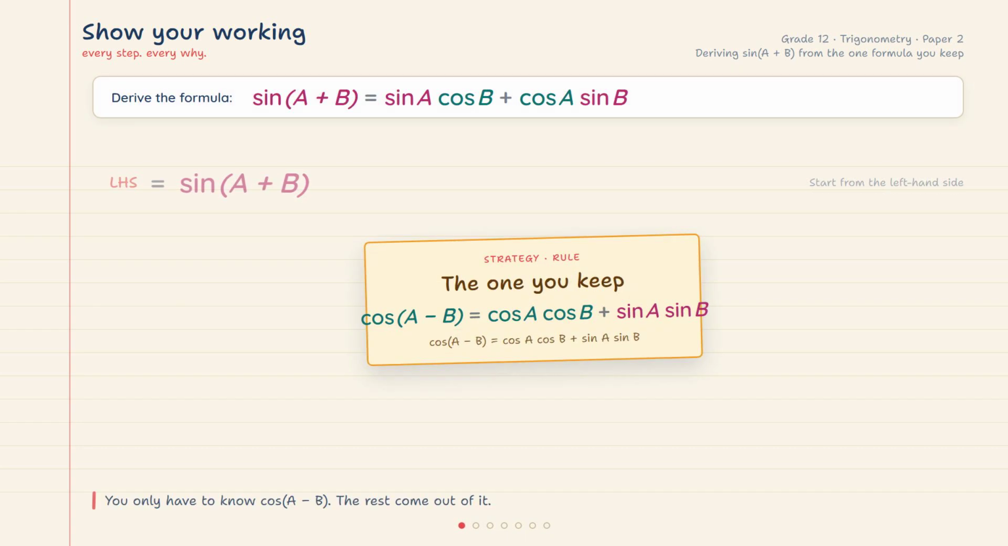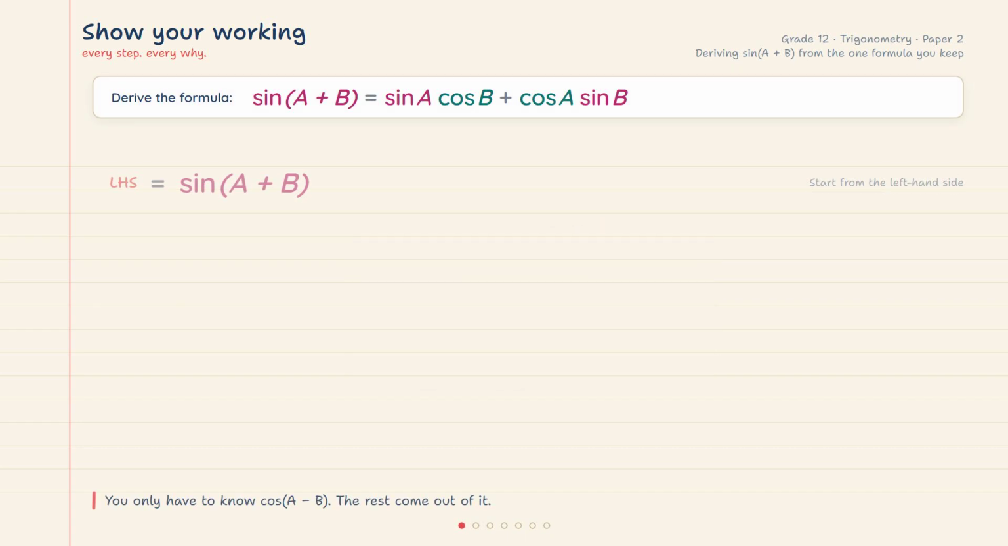Most learners try to memorize 4 compound angle formulae. You do not need 4, you need 1. Cosine of A minus B is cosine A cosine B plus sine A sine B. Keep that one. Today we build sine of A plus B out of it.